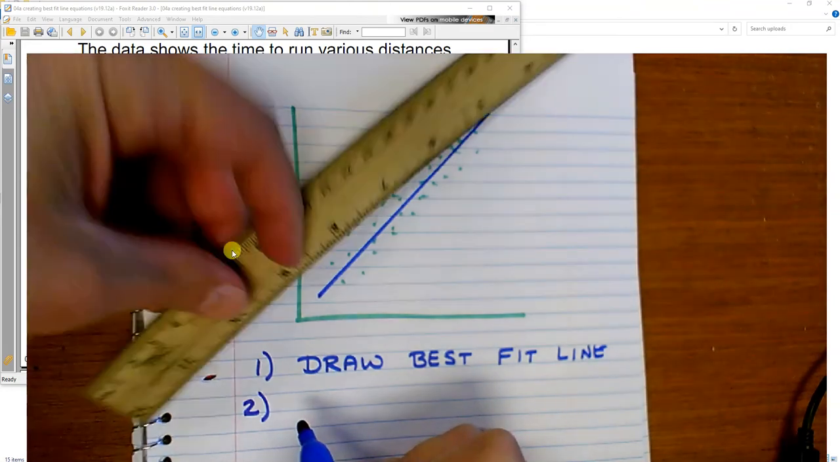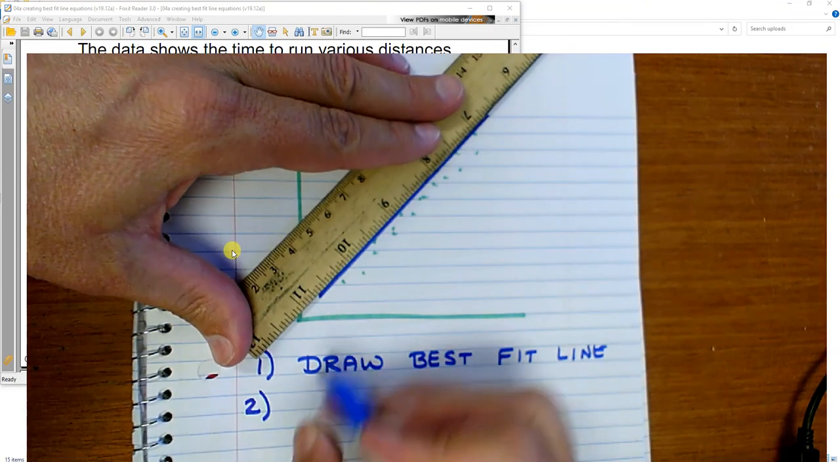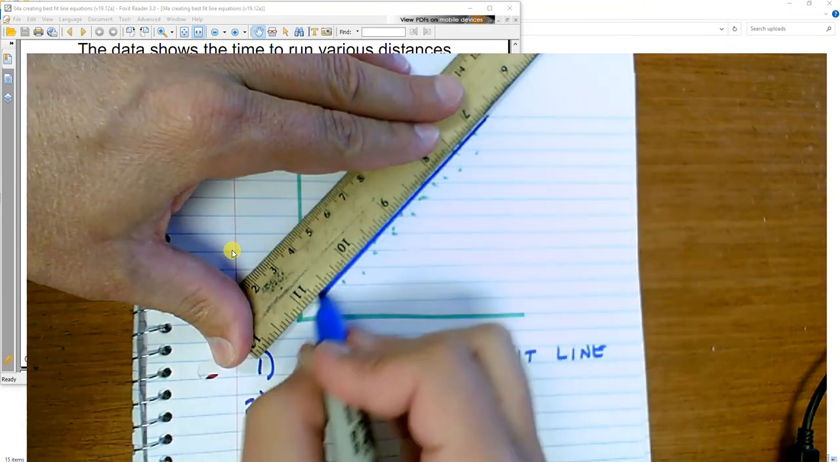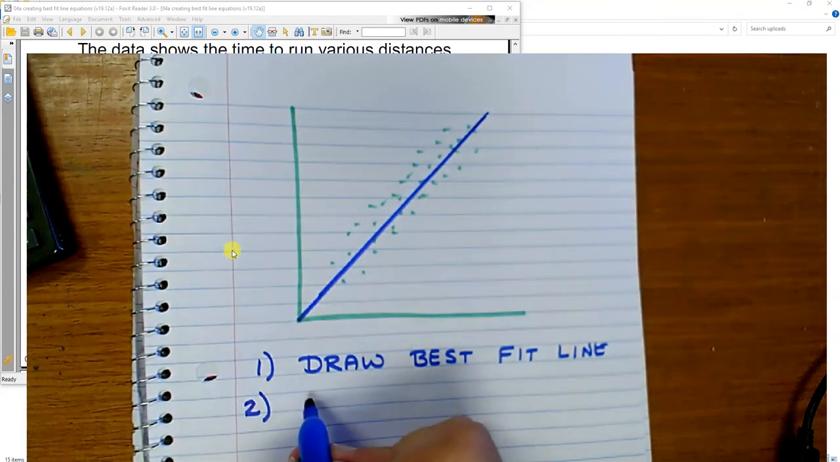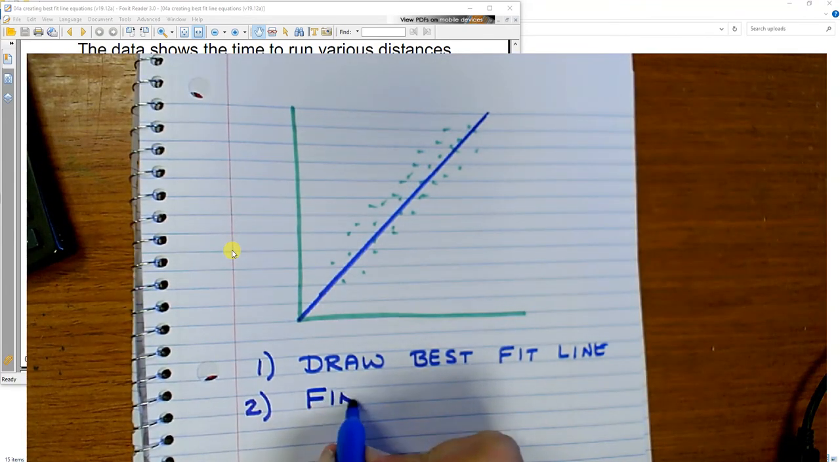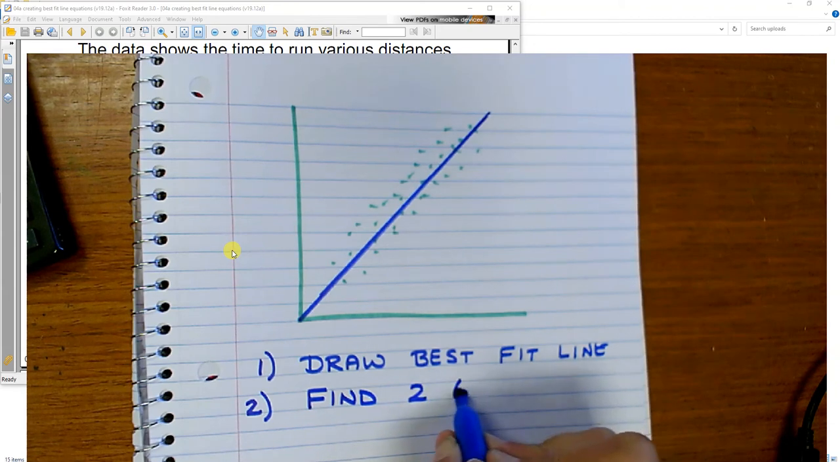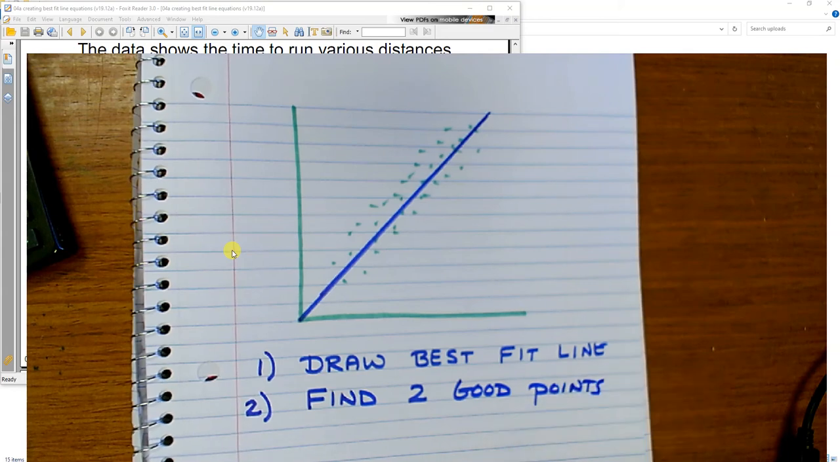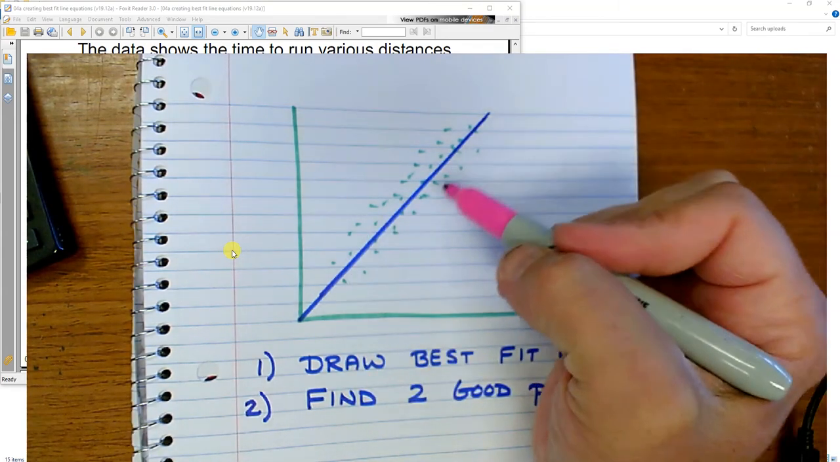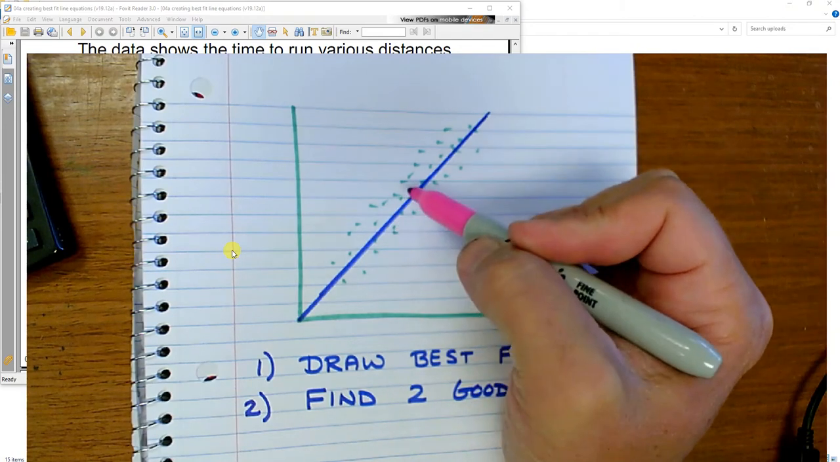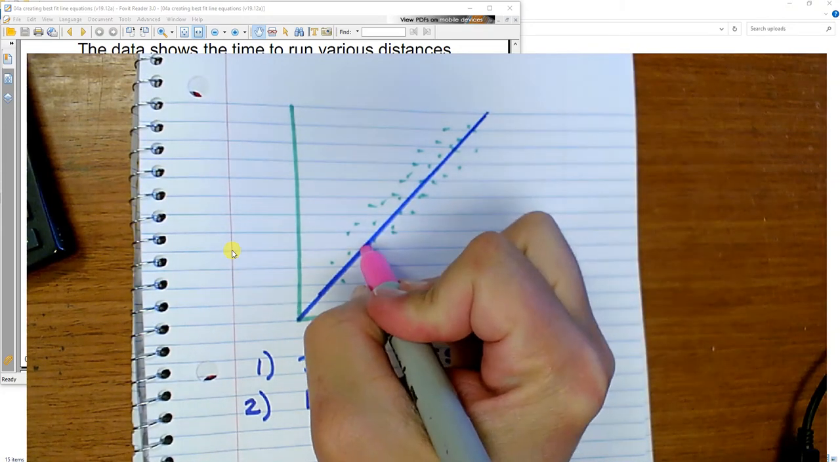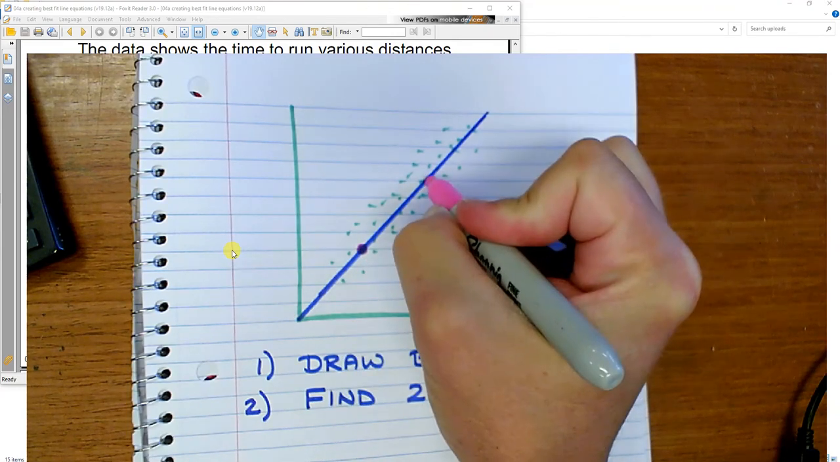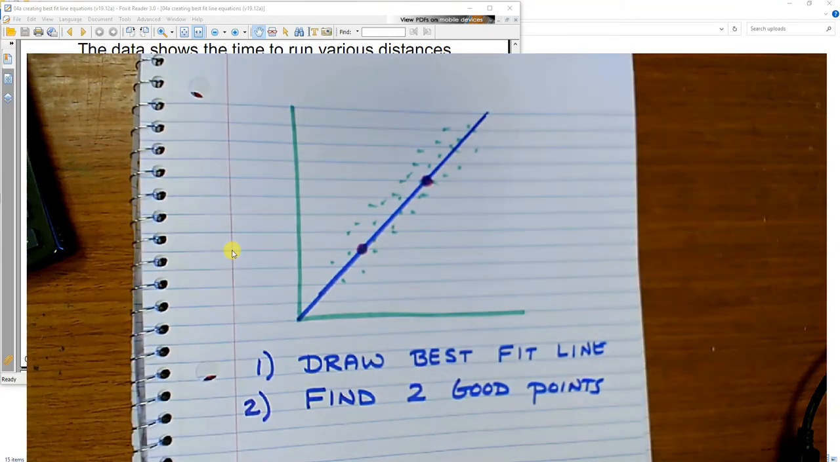You know what? That best fit line has to go through the y-intercept. Oh, you know, in this case it goes through 0, 0. Okay. Find 2 good points. Now, those 2 good points are points that are on the line. It's not scatter plot points. It's 2 points that are on the line. Find 2 good points on the line.